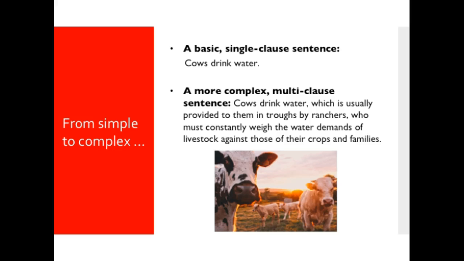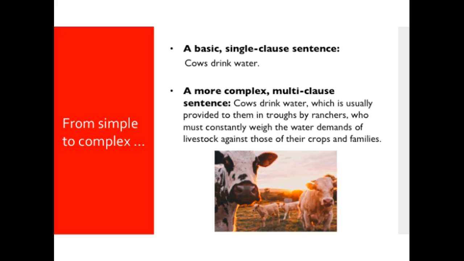So there are, in the world, simple sentences and very complex sentences. As we discussed, one clause can constitute a sentence. This is the most simple sentence possible: "Cows drink water." We only have three words here. We could also actually just have "Cows drink." That would be a viable sentence, although a little bit vague.